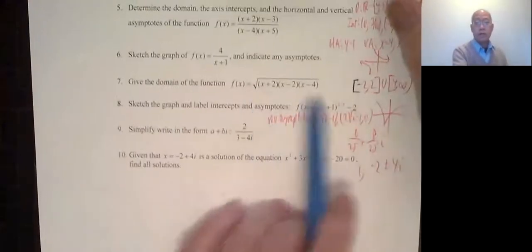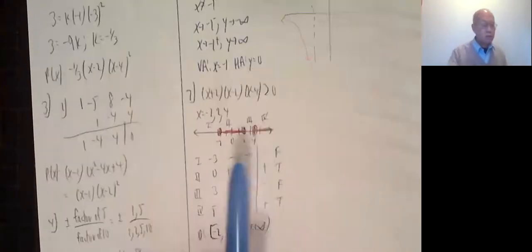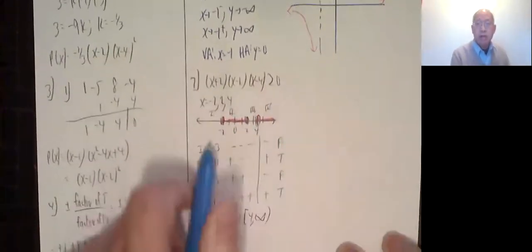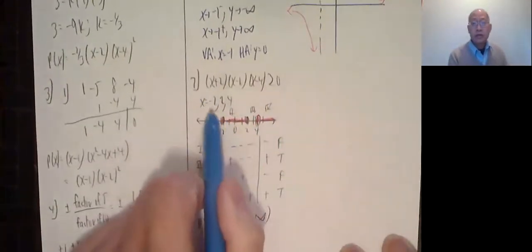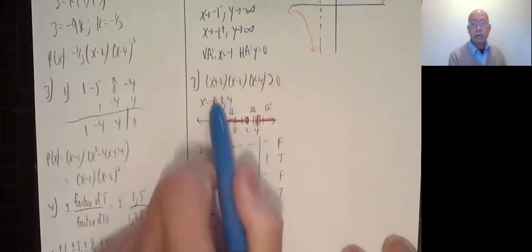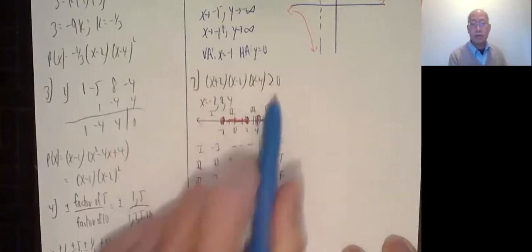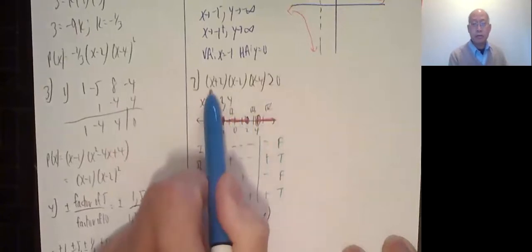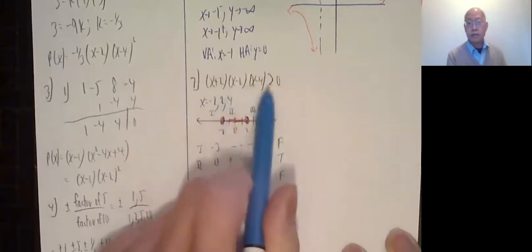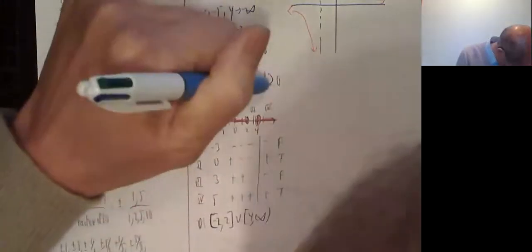Okay, 7. The square root of this big thing has to be greater than or equal to 0. So I just set this to be greater than or equal to 0. That gives us -2, +2, and 4. They're all closed circles because they will all say 0 is greater than or equal to 0. For instance, if I plug in 2, it makes this a 0, and 0 is greater than or equal to 0.